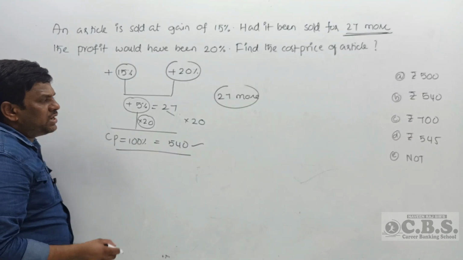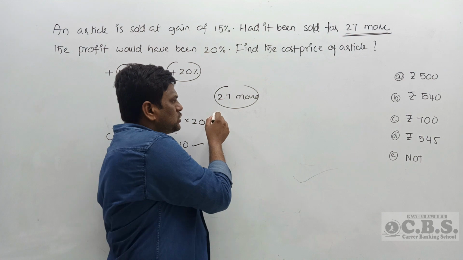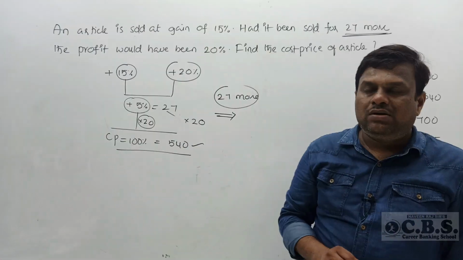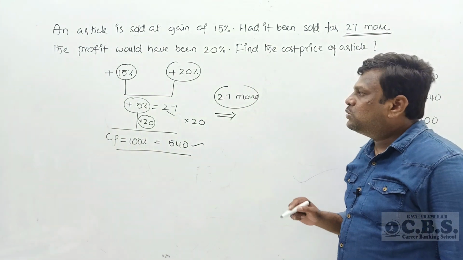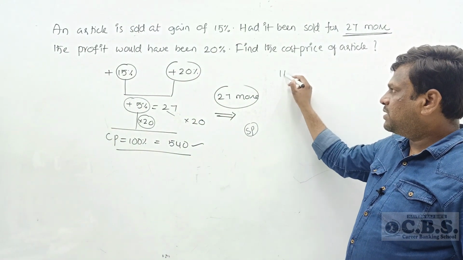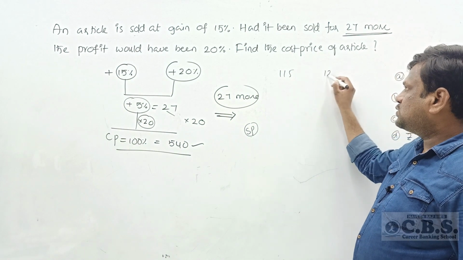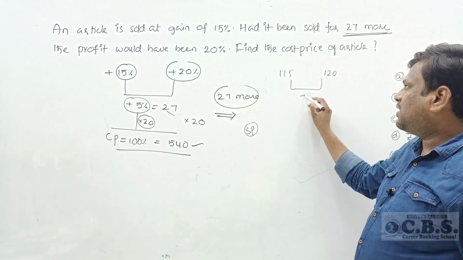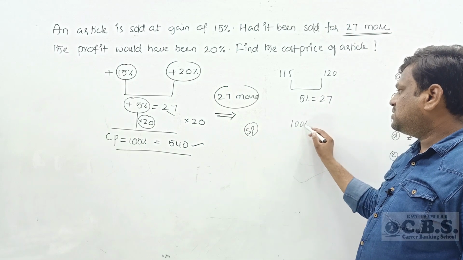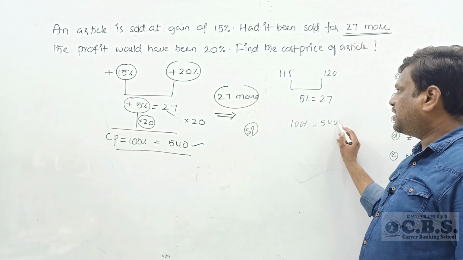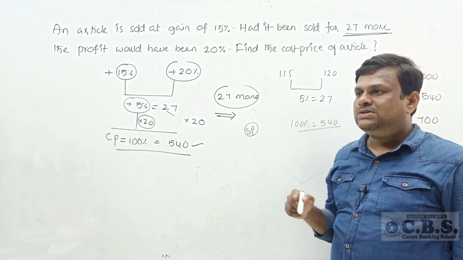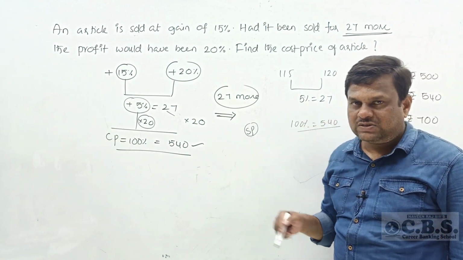So in any question where you get a word like exclusively, more, less, exceeds, only, you definitely use the difference of selling prices. What is the first selling price? 115. Second selling price 120. What is the difference? 5%. Now 5% is how many rupees? 27. 100% means 20 times. 20 times is nothing but 540.